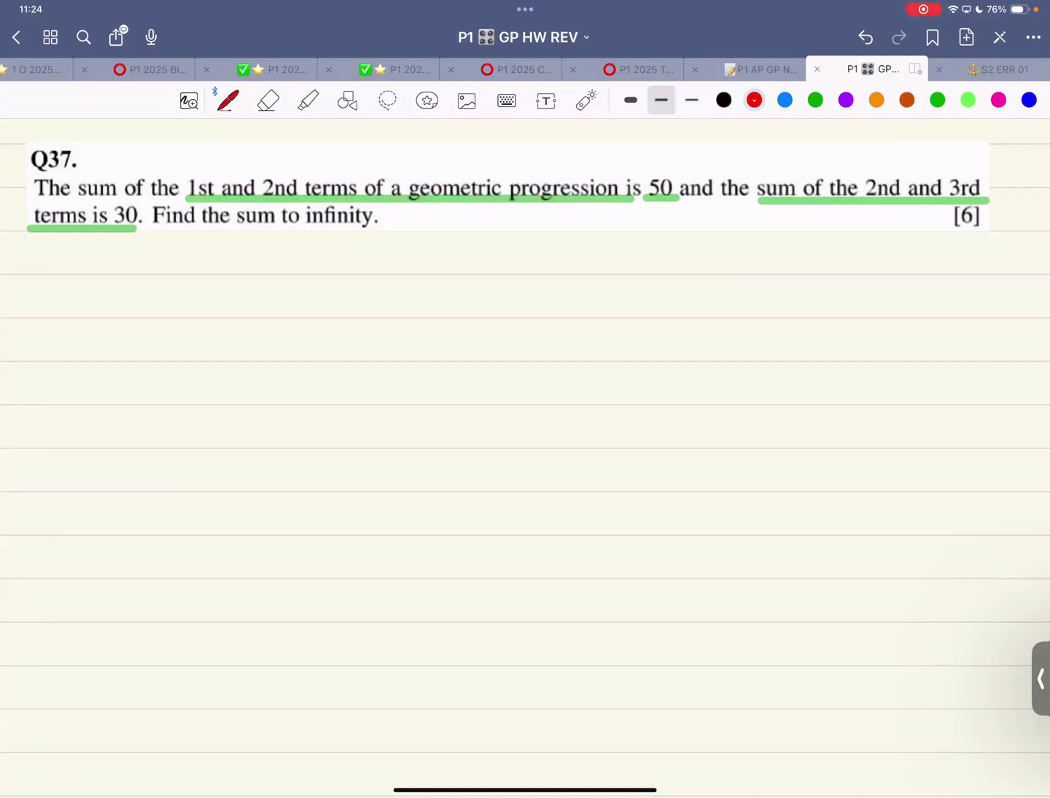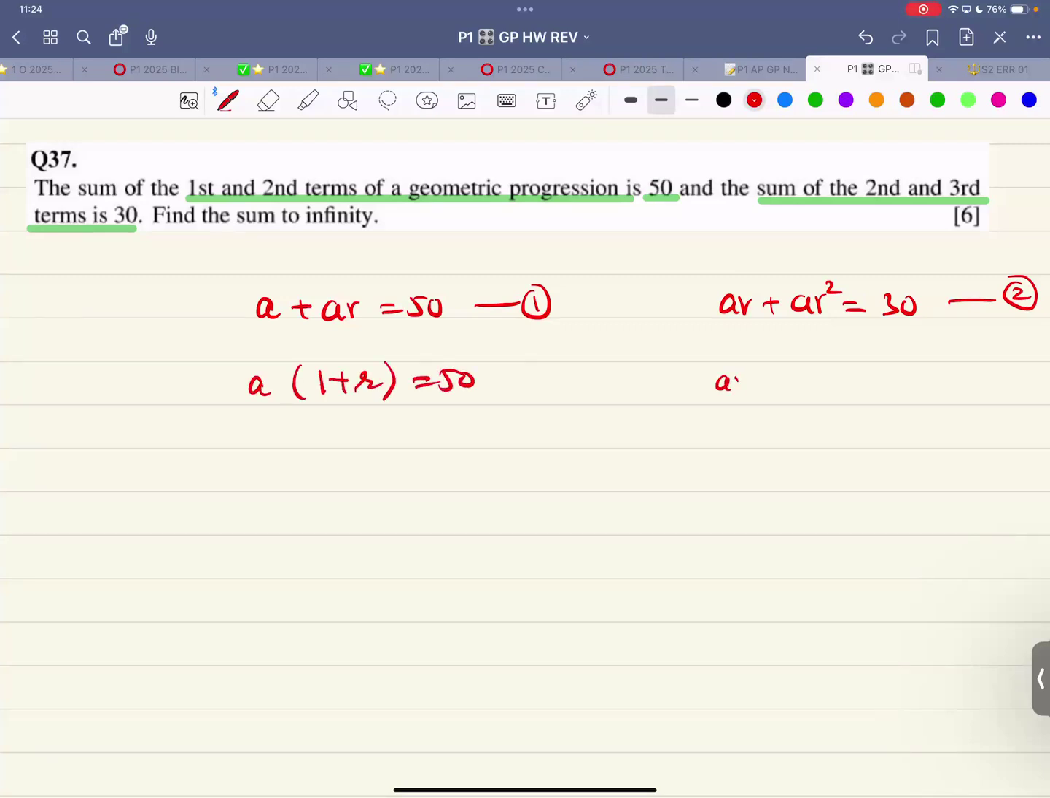So now, first of all, I'll write A plus AR is 50. This is equation 1. And AR plus AR square is 30. That is equation 2. Let's take A common. A times (1 plus R) is 50. Let's take AR common. AR times (1 plus R) is 30. Now, can you realize, did we solve something like this? Are you sure? Yes, we solved something like this, in which we thought out of the box and we took this thing common.